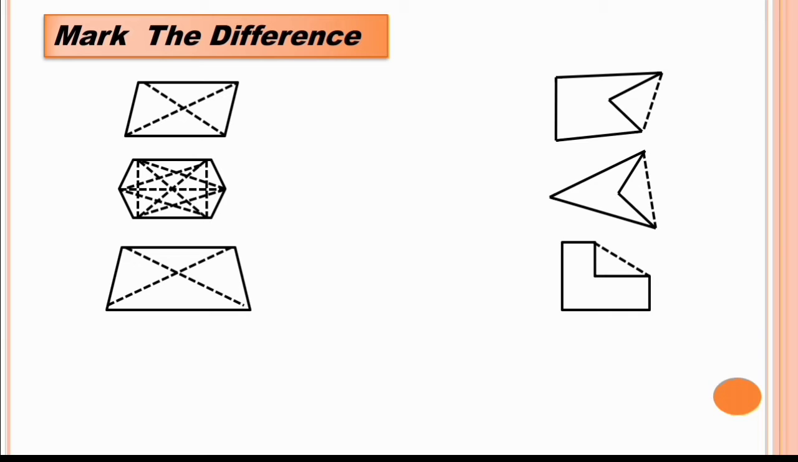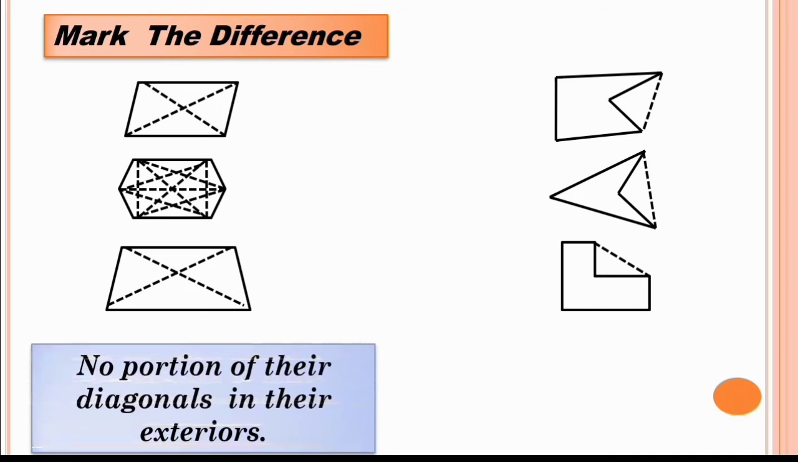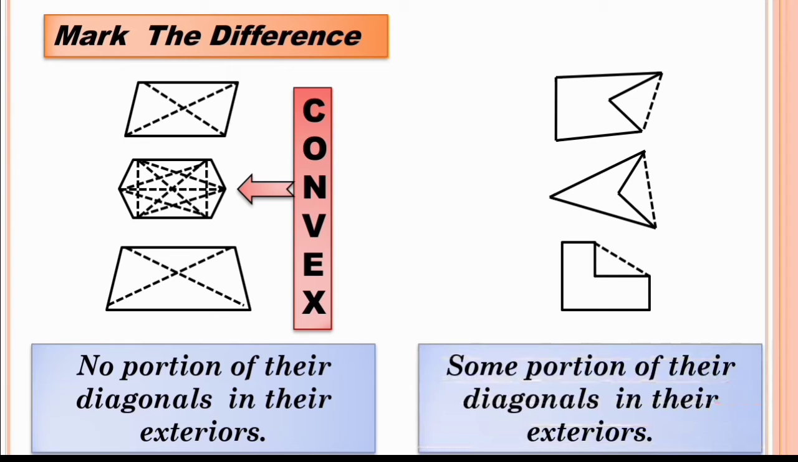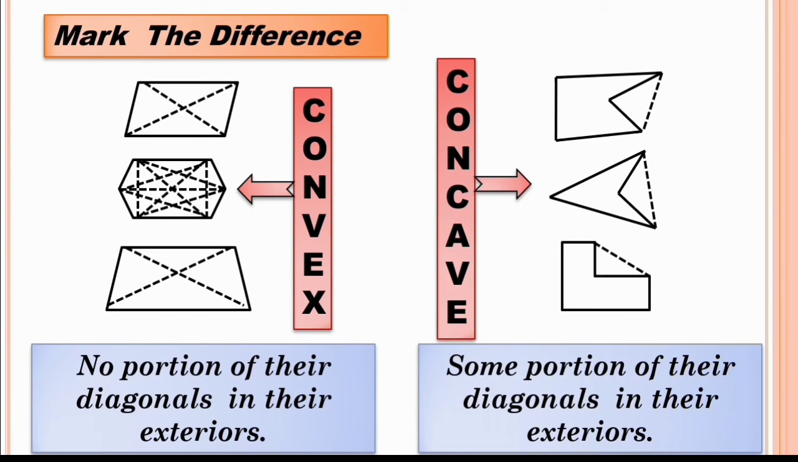Mark the differences between these figures, students. In the first column you can see all the diagonals come inside the polygon. No portion of their diagonals is in their exteriors. So these types of polygons are called convex polygons. And look at the second column figures also, students. In these figures some portion of their diagonals is in their exteriors also. So these types of polygons are called concave polygons.